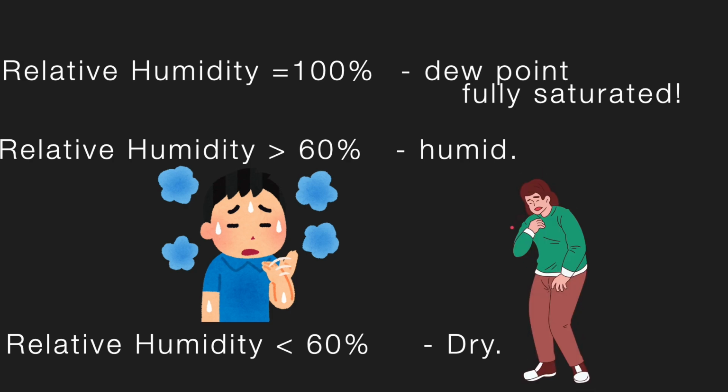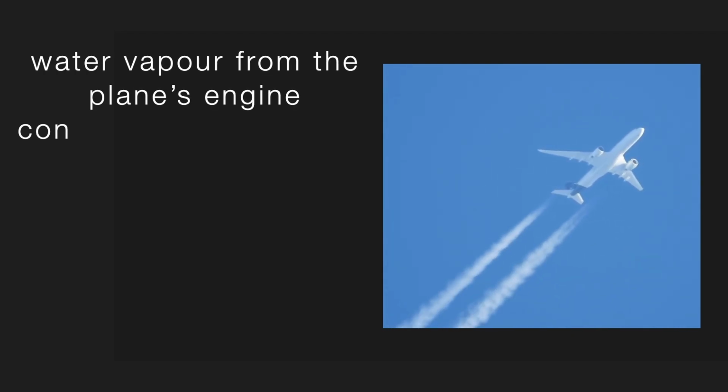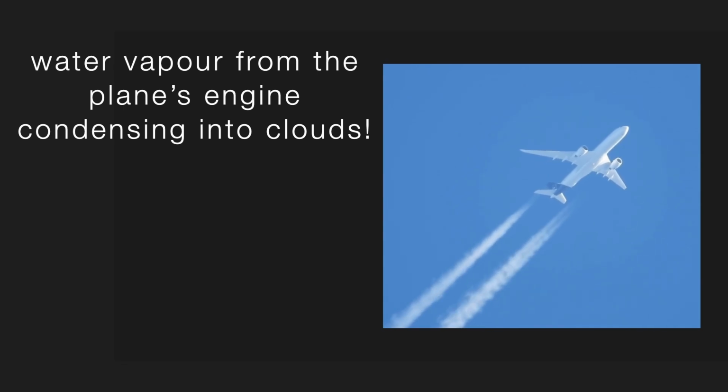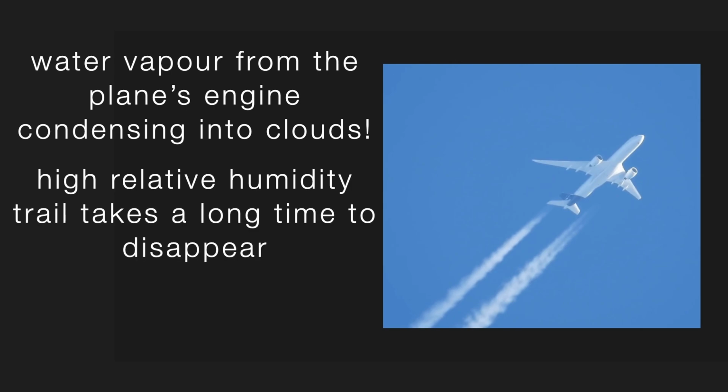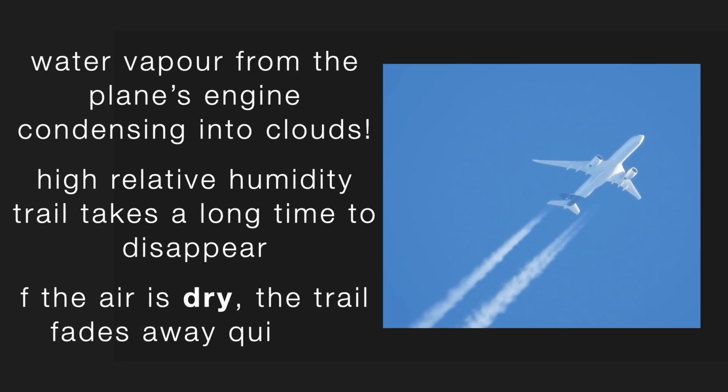Right? Now, during winter, you might have noticed a white trail behind an airplane flying in the clear sky. That's actually water vapor from the plane's engine condensing into clouds. If the surrounding air already has high relative humidity, this white trail takes a long time to disappear because the air is nearly saturated. But if the air is dry, the trail fades away quickly.